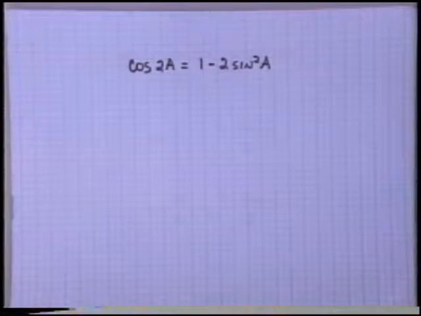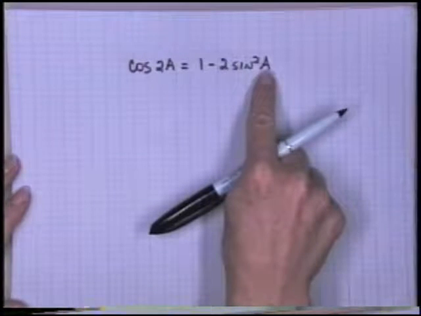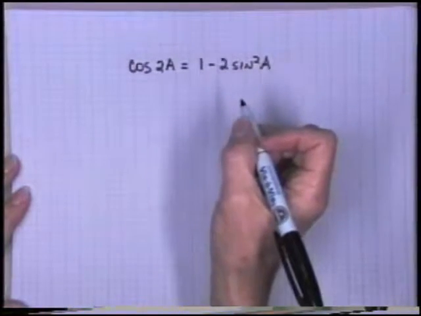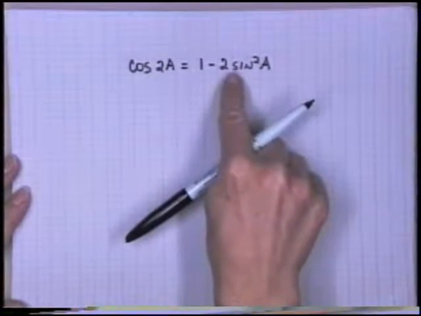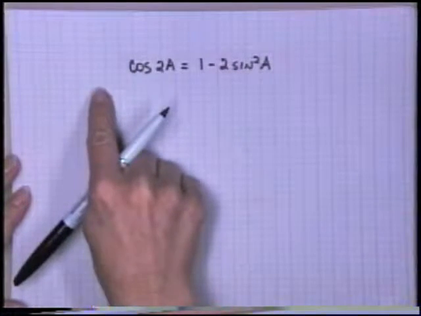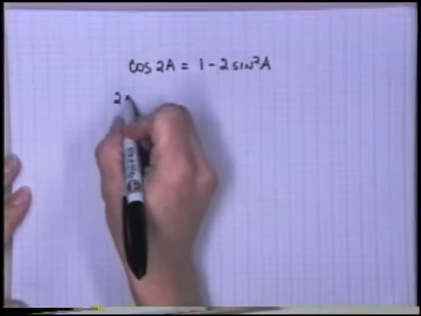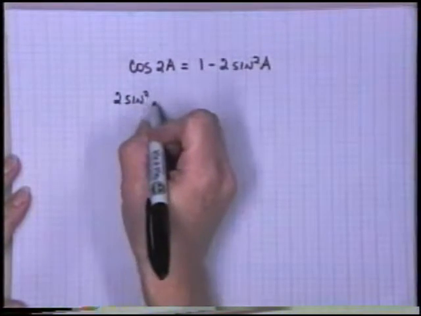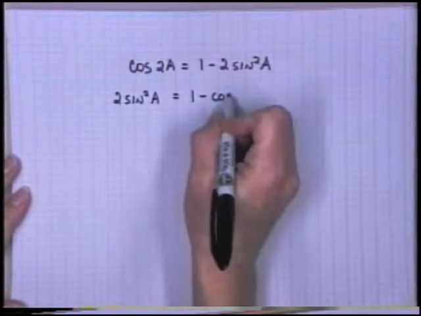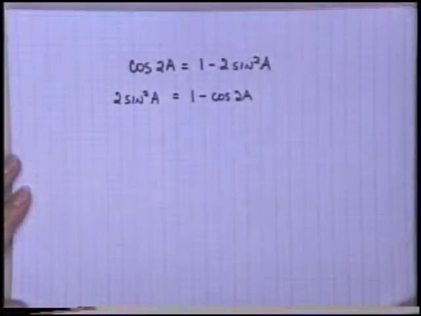Now what I'm going to do here is to solve for the sine of A in this formula. Let's add this 2 sine squared A and bring it over here, and then subtract this and bring it over here. Can I do both of those in one step for you here? I'm adding the 2 sine squared A, and I'm subtracting the cosine of 2A. So that just moved this term over here and brought this one over here.